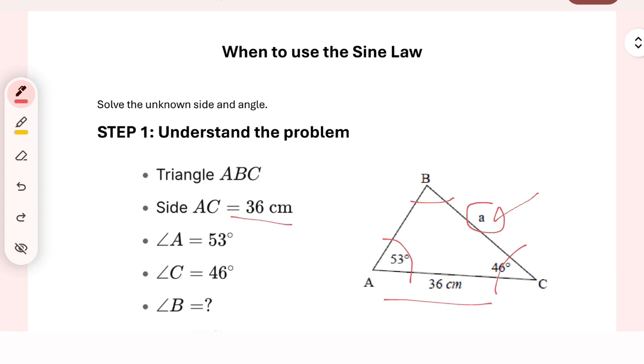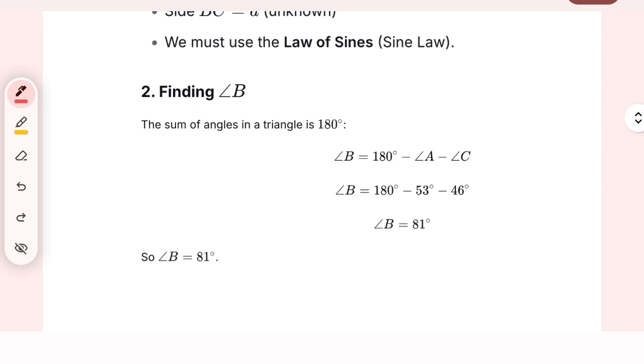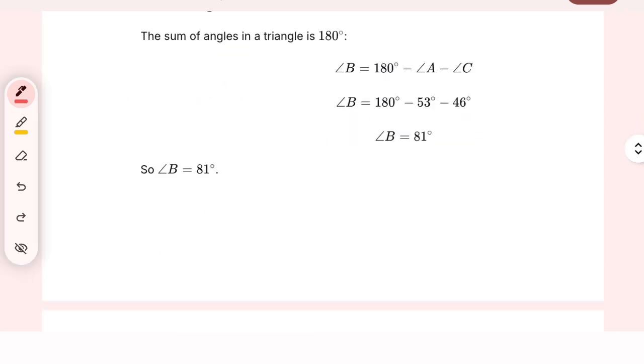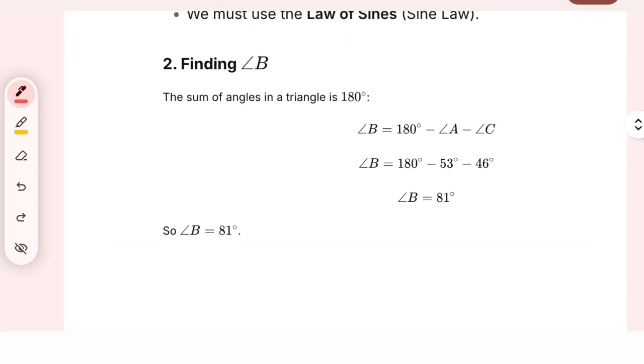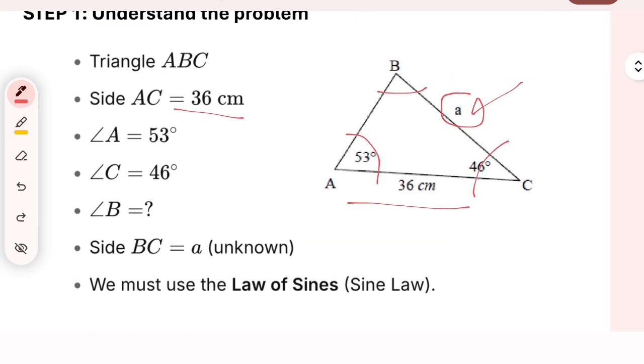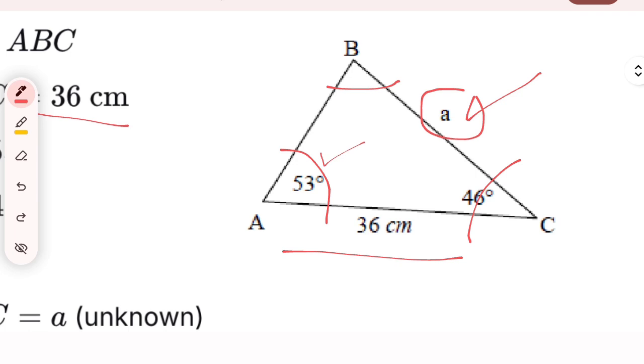Now, what is sine law again? We need to remember what sine law is. So this is the sine law. All right. So, okay, the sine law is right over here, but let's just discuss how we can solve for angle B, because angle B is so easy to solve. If we go back to our triangle here, the two angles are already given. We have 53 and we have 46. Angle B can easily be solved because we already know the other angles of the triangle.